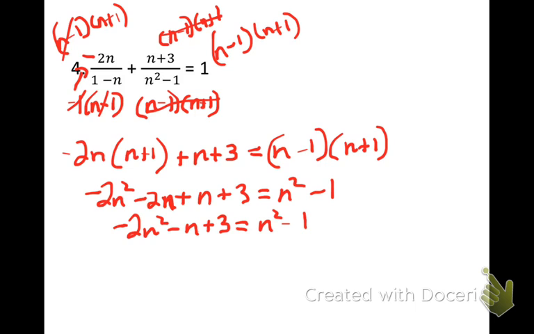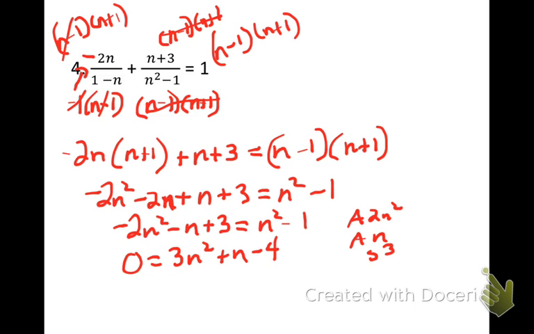So it does look like it's a quadratic, and again, I like mine positive, so I'm going to bring everything to the right side. So I'm going to add 2n squared, I'm going to add n, and I'm going to subtract 3. So let me see if I can do that one at a time. If I add 2n squared, I'm going to get 3n squared. If I add n, I'm just going to get plus n. Subtract 3, I'm going to get -4.